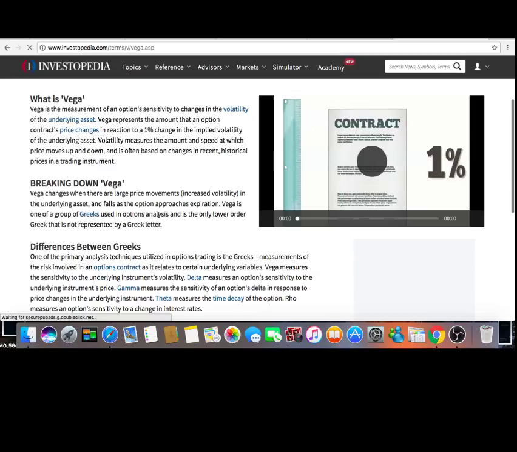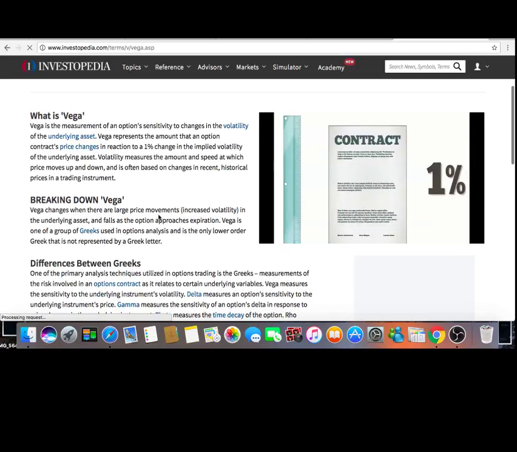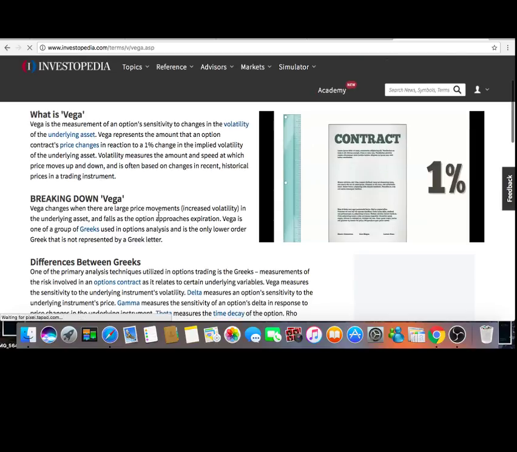Okay, so Vega changes when there are large price movements or increased volatility in the underlying asset, and falls as the option approaches its expiration date. Vega is one of the group of Greeks used in options analysis, and only is a lower order of Greek.